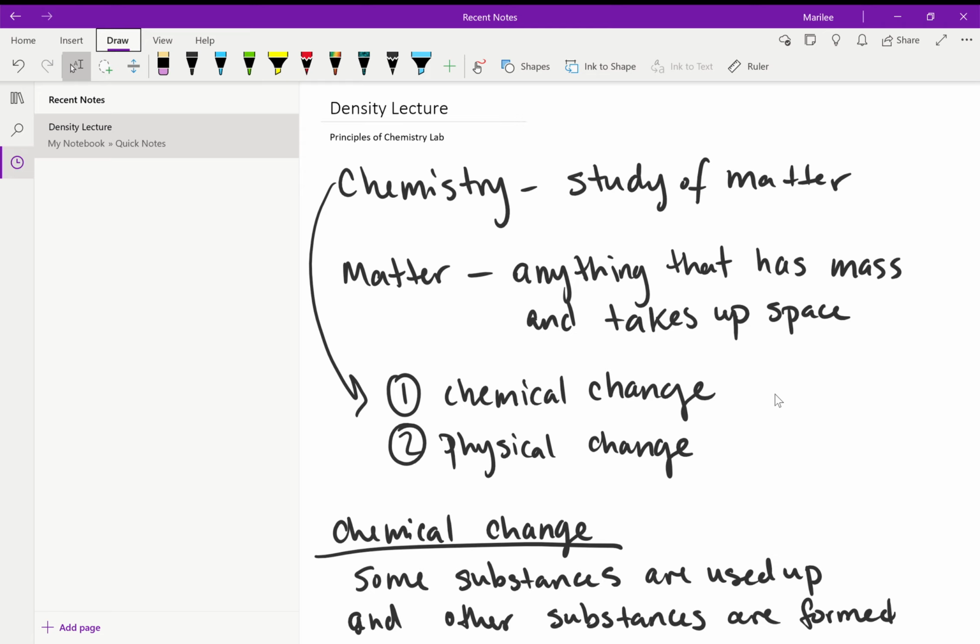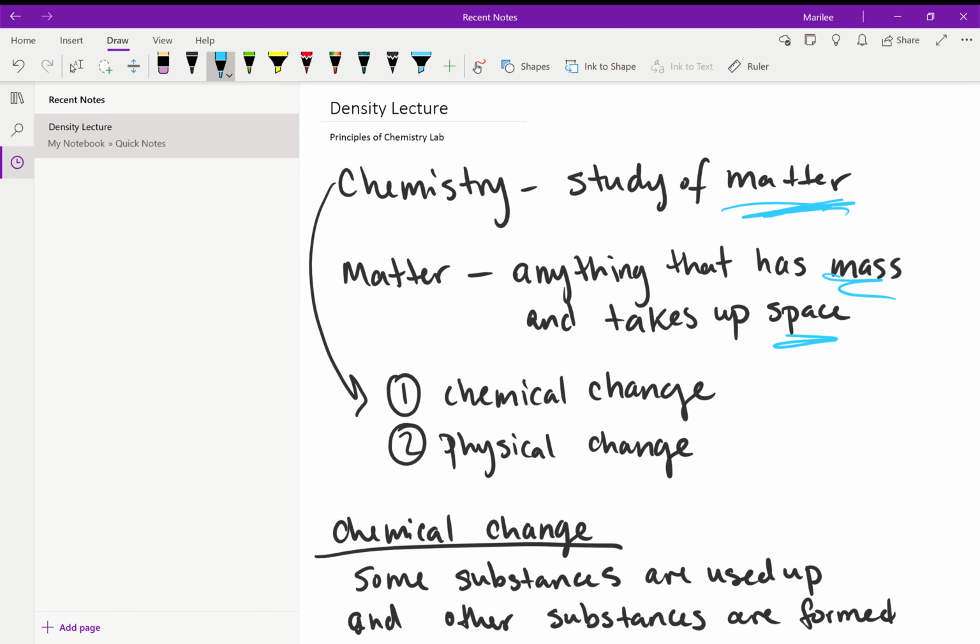Today I'm going to go over our density lecture for Principles of Chemistry Lab. First of all, I'm going to go over what chemistry is. Chemistry is the study of matter. We define matter as anything that has mass and takes up space. So, for example, a cup of water is matter. It's taking up space and it has mass. Or your body on planet Earth is matter.